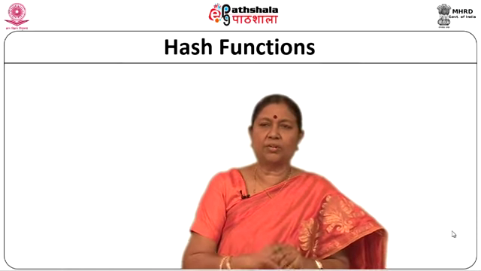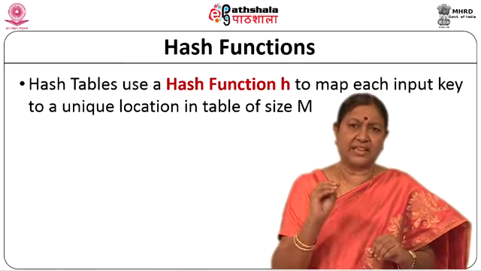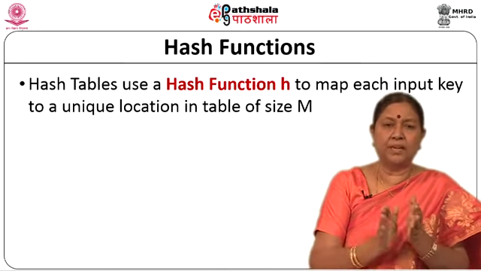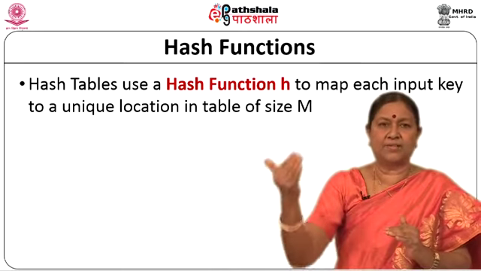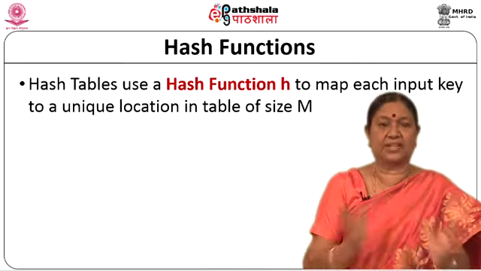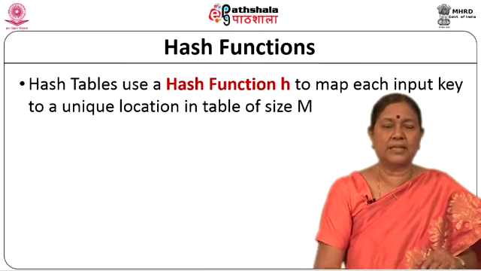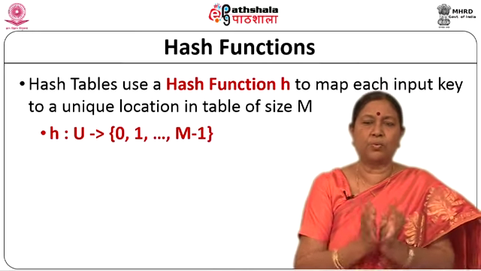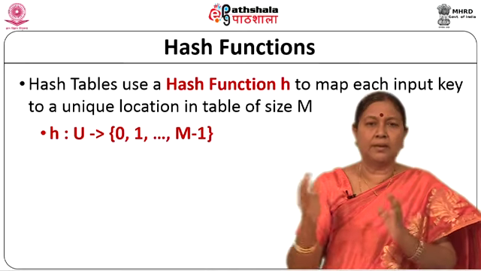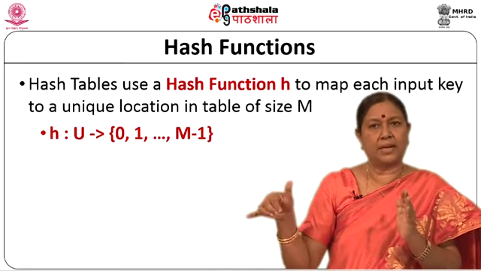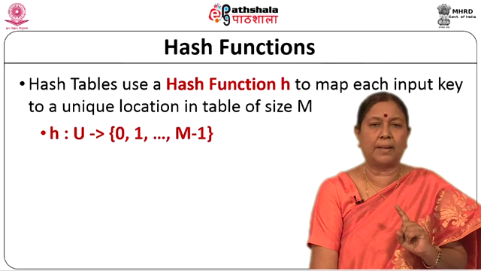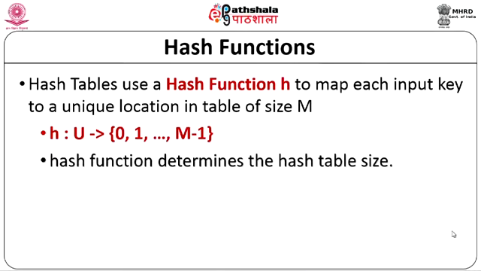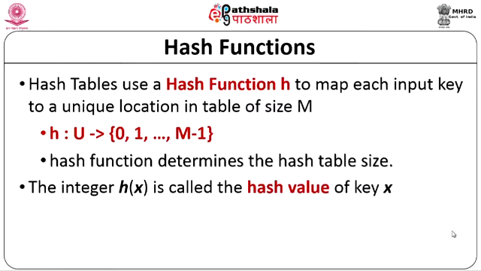As we already told you, hash tables use a hash function h to map the input key to a unique location in the table of size m. That is what the whole hash function, or the hashing algorithm, does. Let us assume that you want to use a universal set of keys and map it to the table which has size m, so 0 to m minus 1 integer values. This is the mapping you want to do. This hash function will determine the hash table location, and the integer h of x is called the hash value of key x.